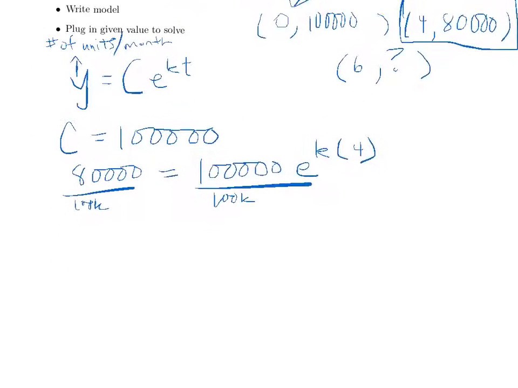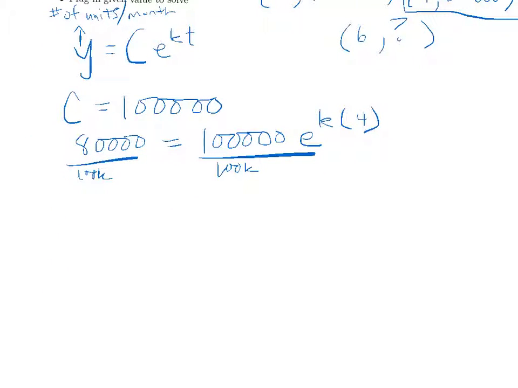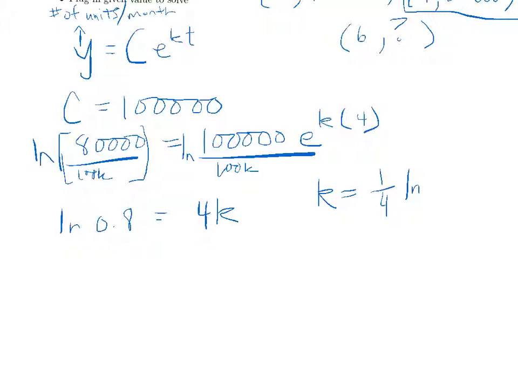What's the next step we're going to take? Take the natural log of both sides. This reduces to 0.8. So the ln of 0.8, or the ln of 8 over 10, is going to be equal to ln of e to the 4k, and the e cancels. We are left with 4k on this side. So k is equal to 1/4 ln of 0.8.